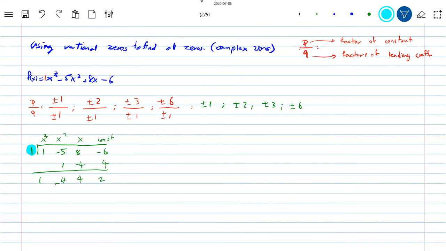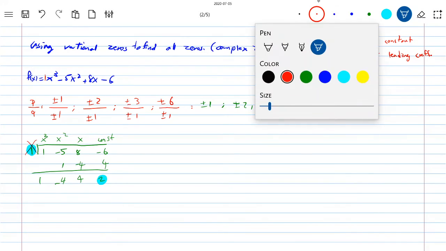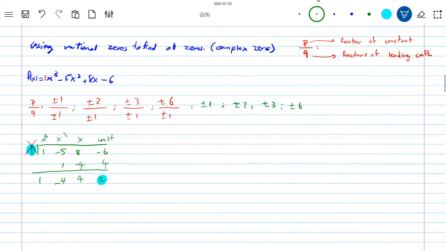This was the remainder. Since the remainder is not 0, I can say, okay, 1 is not a 0 of f. I will move on to the next number. You can try -1, you can try 2, 3, whatever. Pick from these sets of numbers. This is all the possibilities that could happen.